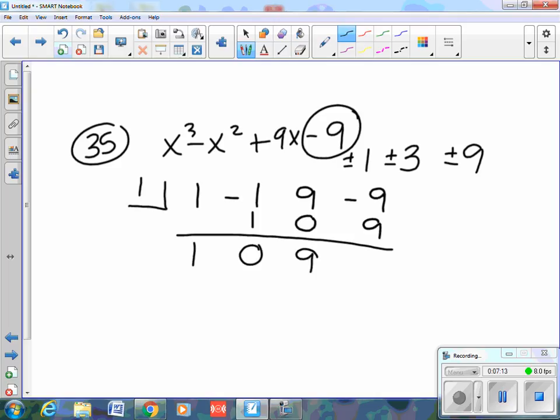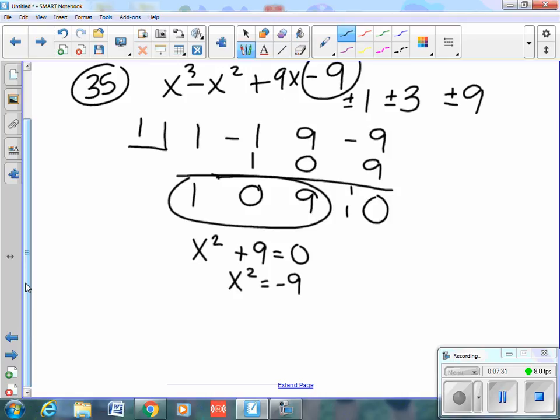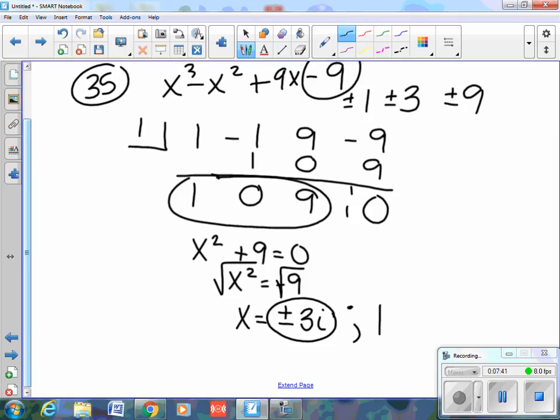And looky there. I got 1 to work. So that's one of my 3 answers. My other 2 answers are hiding right here. X squared plus 9 equals 0. X squared equals a negative 9. Square root both sides. X is going to equal plus or minus 3i. Those are 2 of my answers, and my other answer was 1 by using synthetic division.